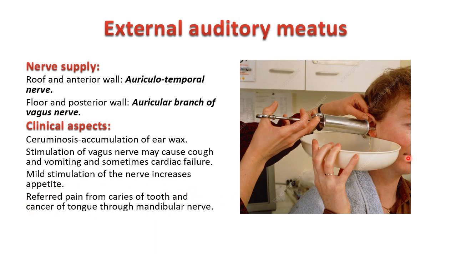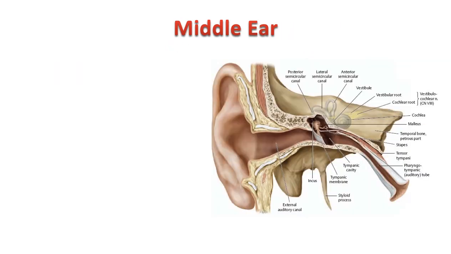Then referred pain from a carious tooth, and also cancers of the tongue, might be referred to the ear through the mandibular branch of the trigeminal nerve. Mainly the auriculotemporal nerve, which is a branch of the mandibular nerve, might carry the referred pain from the tooth and from cancers of the tongue. So that is about the external auditory meatus.